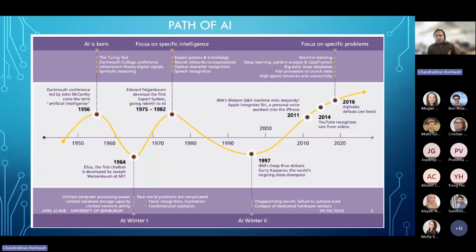Early optimism led to projects like ELIZA, the first chatbot, but it was technologically constrained. Soon it ushered in the first AI winter. The next wave, in the 1970s, brought a resurgence with expert systems, but again enthusiasm waned in the 1990s due to underwhelming results and scalability issues, leading into the second AI winter.